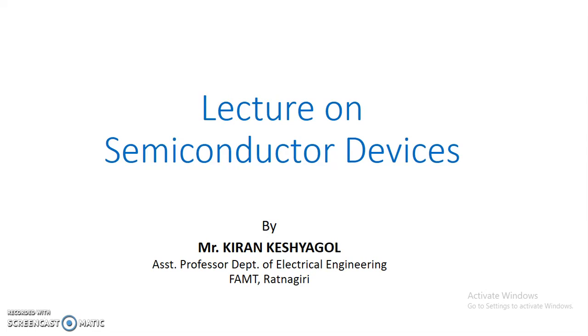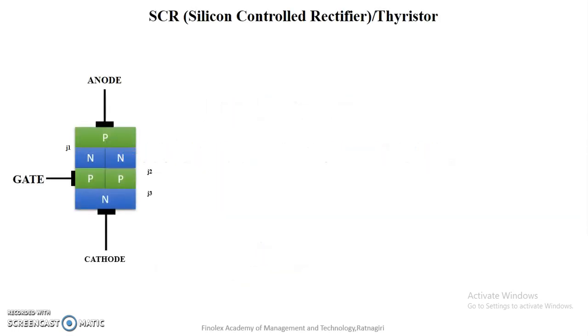Today I am going to explain about semiconductor devices. In the previous lecture we learnt about diodes and SCRs, and SCR is nothing but a thyristor. Today we are going to see how that SCR behaves like a two transistor. So today's discussion is to explain the SCR as a two transistor model.